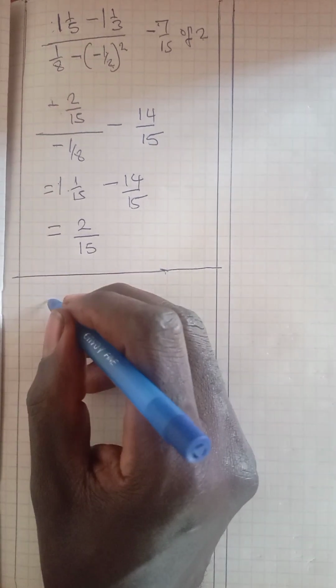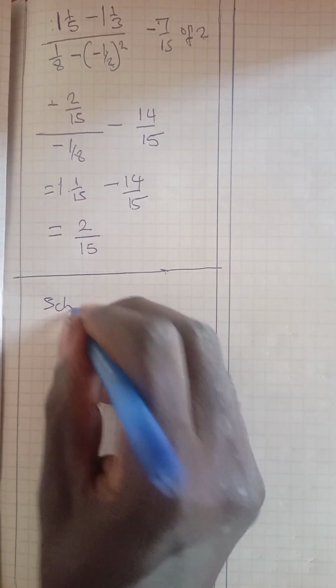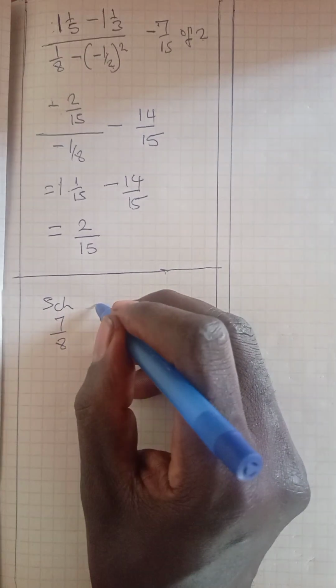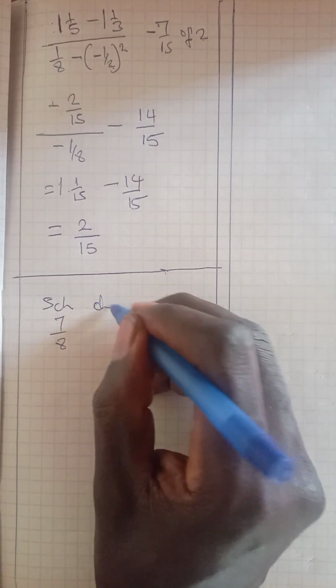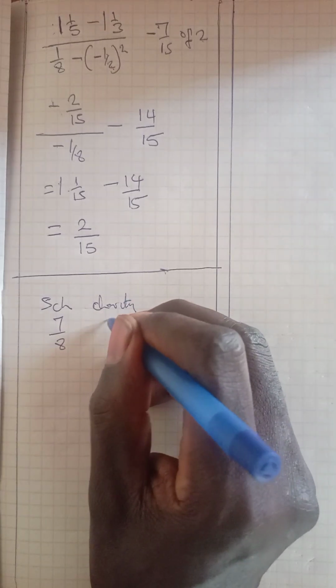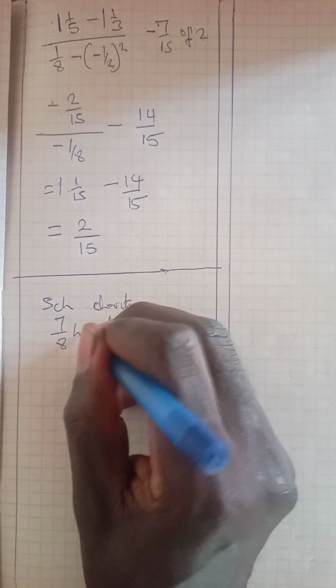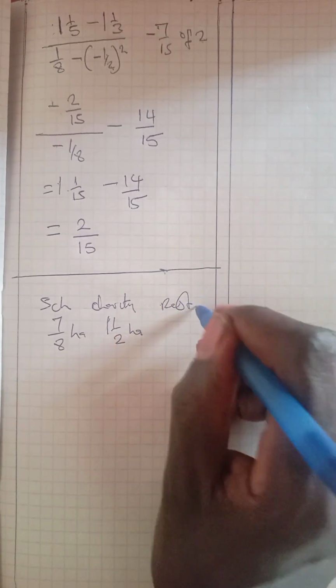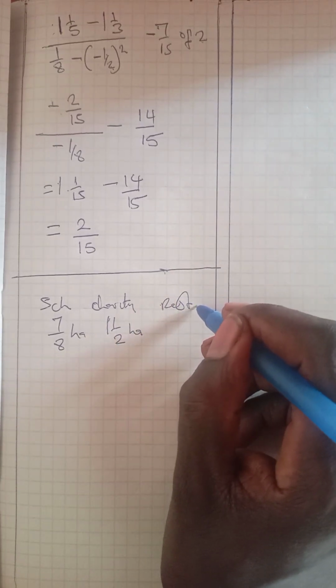Now here we have some few statistics. We have school here. School is getting 7/8. We have a charity home. Charity home is getting 1.5. These are hectares. And then we shall have the rest being divided equally among his children.